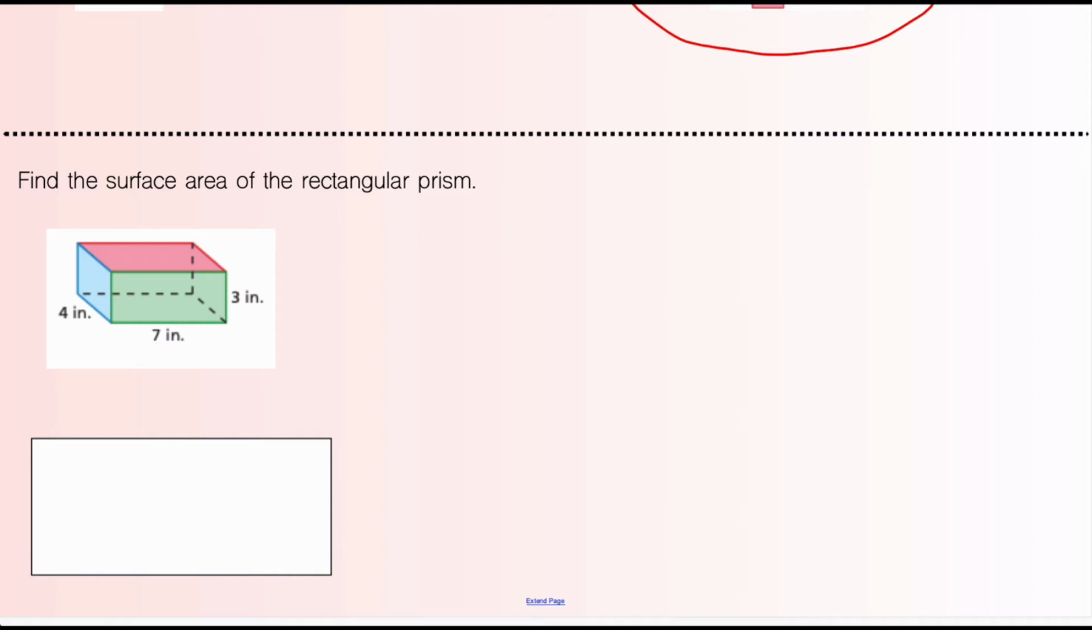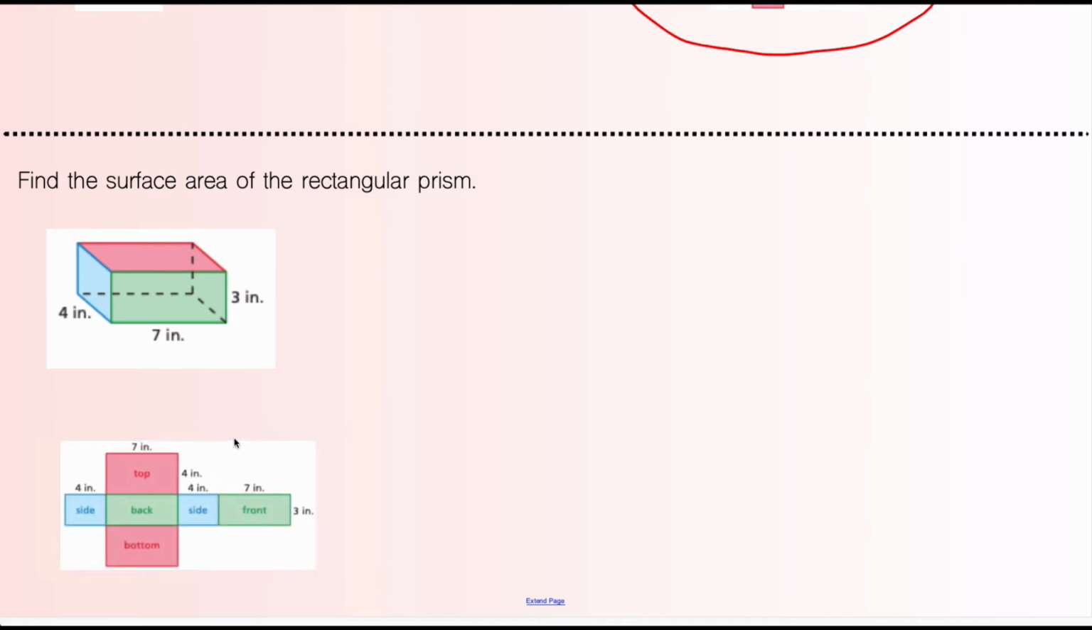Now, I'll be quite honest with you all. I was horrible, and still kind of am, at visualizing nets. Like, it's hard for me to take something that's drawn out on paper like this rectangular prism and then figure out how to peel it apart and lay it flat. Some people are really good at this. Naturally, they can just kind of see it. They don't have a problem drawing a net. If that's you, the net would look something like this, and it's color-coded.